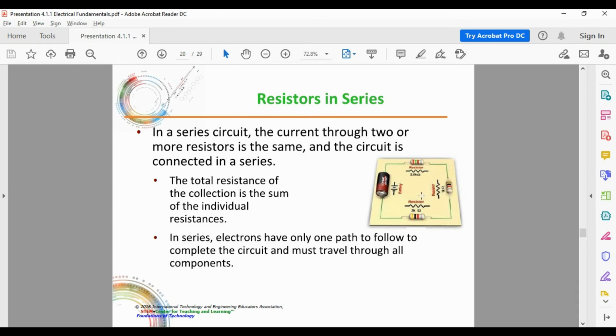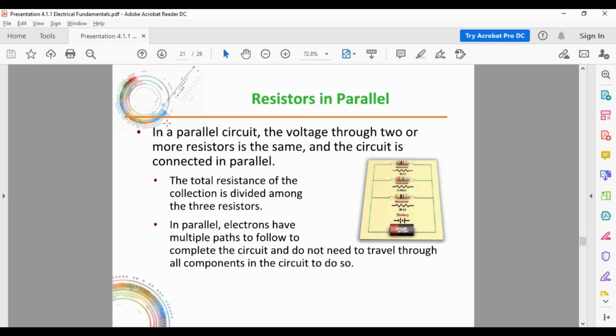So in this series, the 3K is 3,000 ohms. To measure its total resistance, that's a 1 right here. So it'd be 3 plus 1, which is 4, plus 2.5, which is a total of 6.5. So to travel this circuit would be the same as passing through one single resistor of 6.5 thousand ohms.